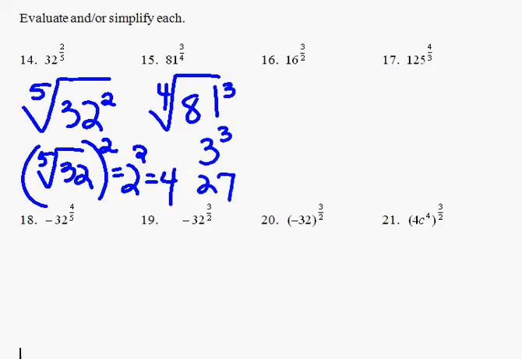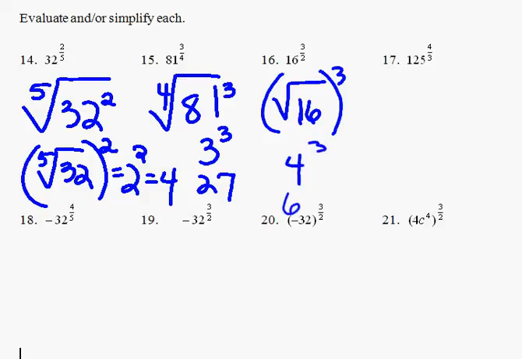16 to the 3 over 2 is the square root of 16 cubed. So I'm going to put it like that. Square root of 16 is easy for us to take. It's 4, and 4 cubed is 64. Again, each of these can be done in your calculator, and I'll show you that when I get through this section of notes.